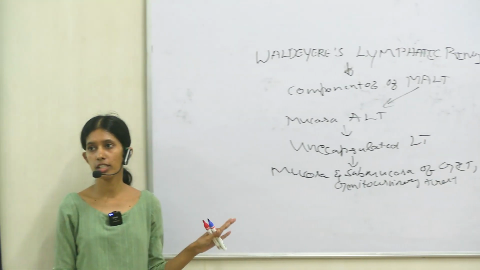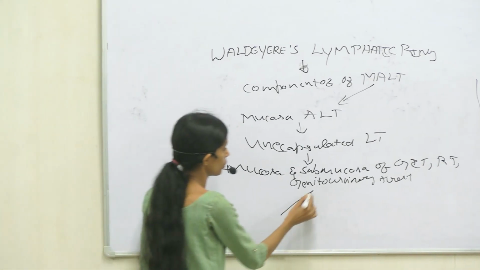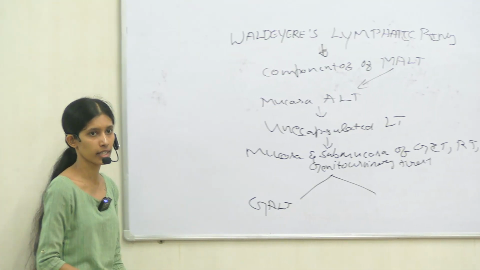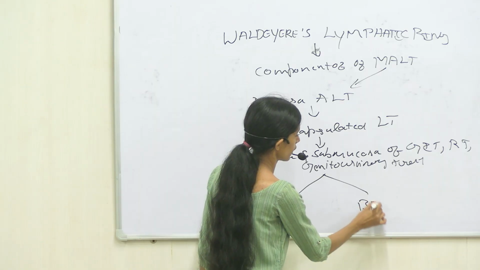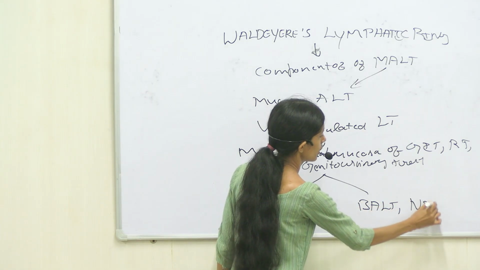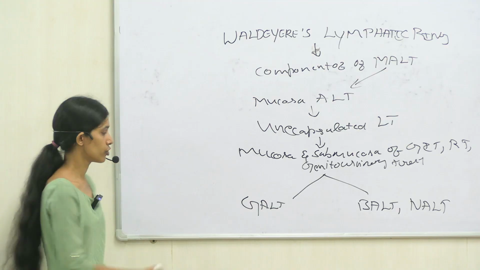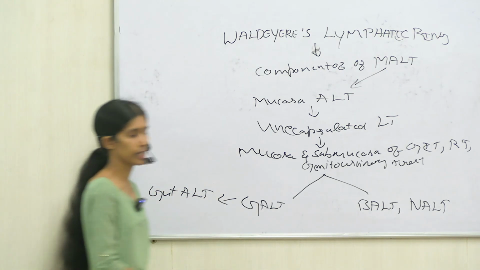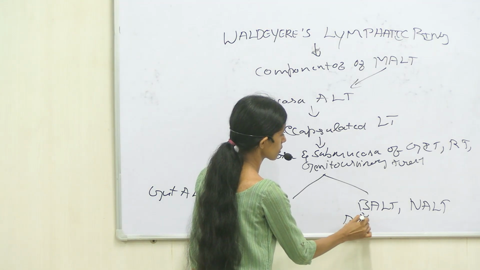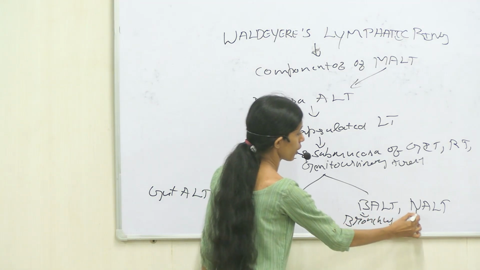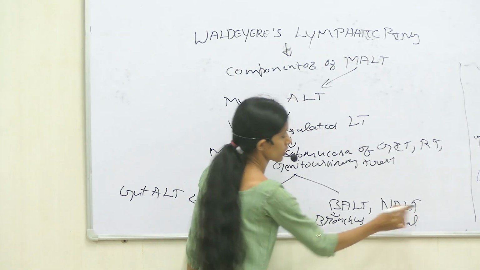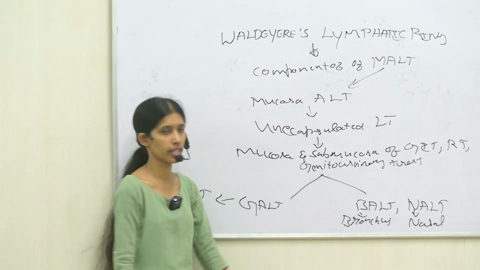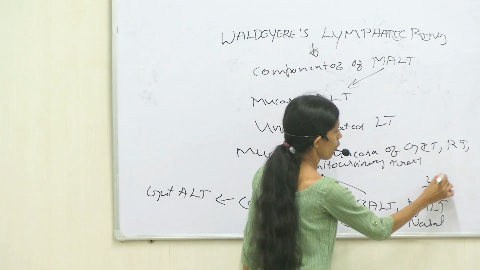Based on the regions it is present, it will be divided into two more categories. The first one is GALT, and the other one is BALT or NALT. GALT means gut associated lymphoid tissue, and BALT means bronchus associated lymphoid tissue. NALT stands for nasal associated lymphoid tissue. Example for bronchus and nasal associated lymphoid tissue is your Waldeyer's ring.